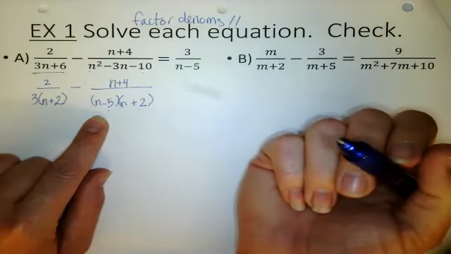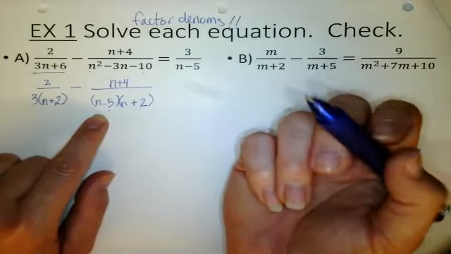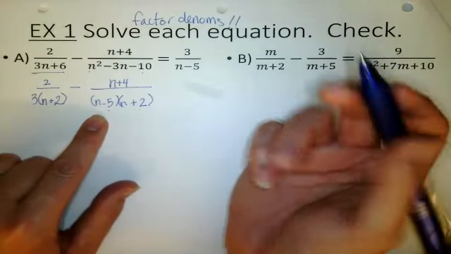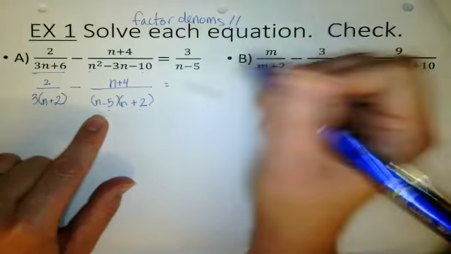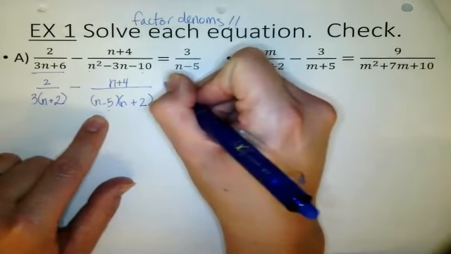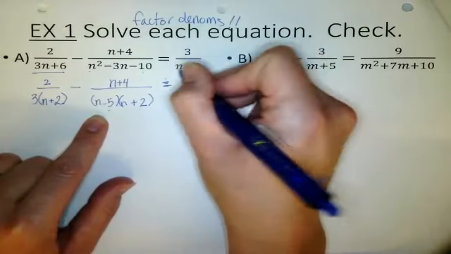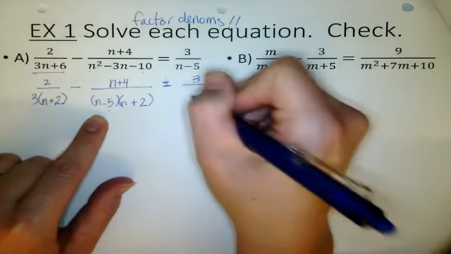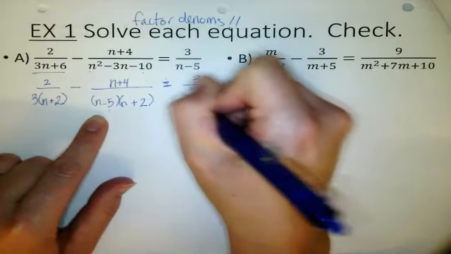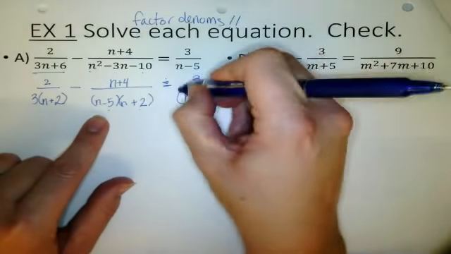How do you know if you did it right? Check the rainbow. Very good. Don't forget about the lovely rainbow. And then that's supposed to be equal to 3 over n minus 5. Does n minus 5 factor? No, it does not. So it's its own factor. It's prime, so to speak.